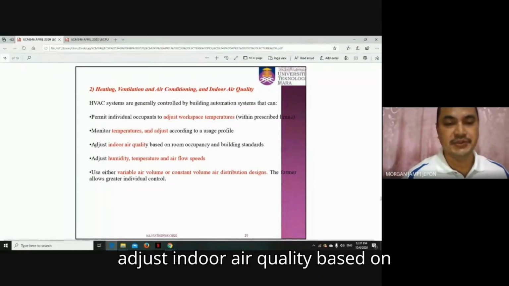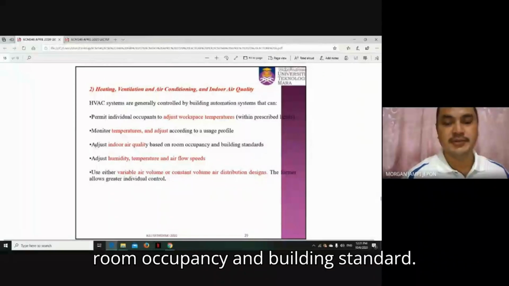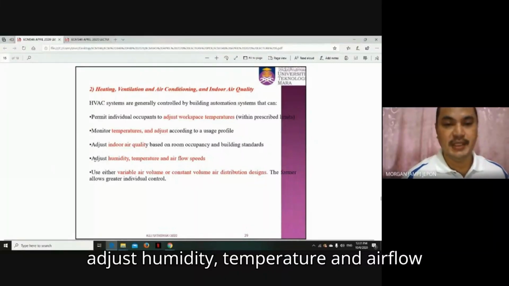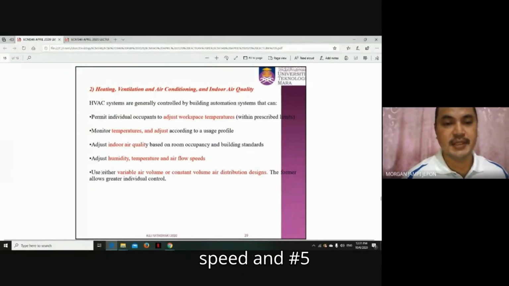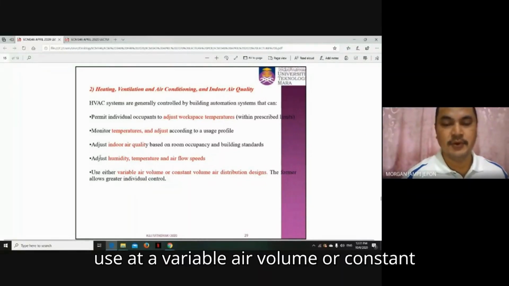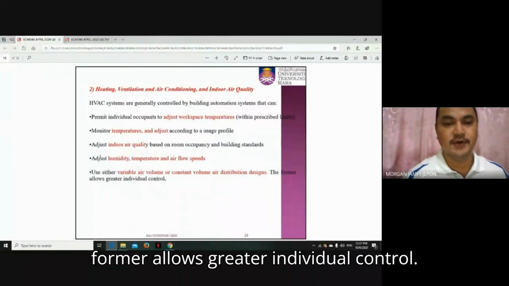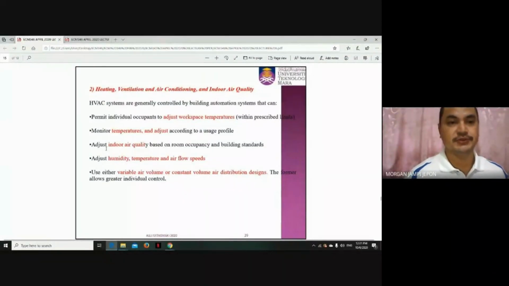Third, adjust indoor air quality based on room occupancy and building standard. Okay. Number four, adjust humidity, temperature, and airflow speed. And number five, use either variable air volume or constant volume air distribution design. The former allows greater individual control.